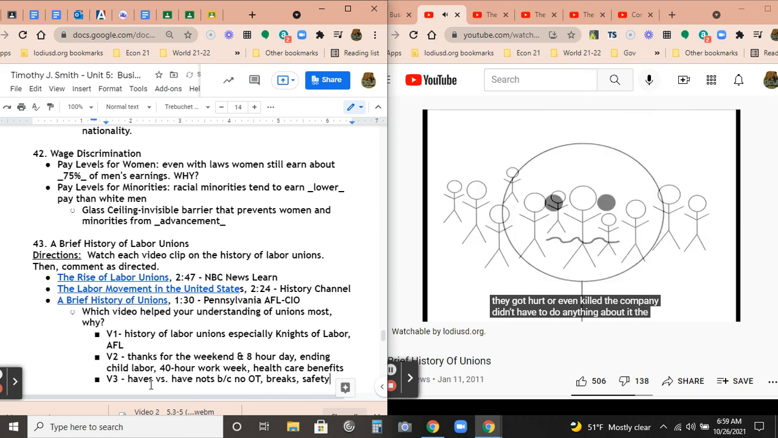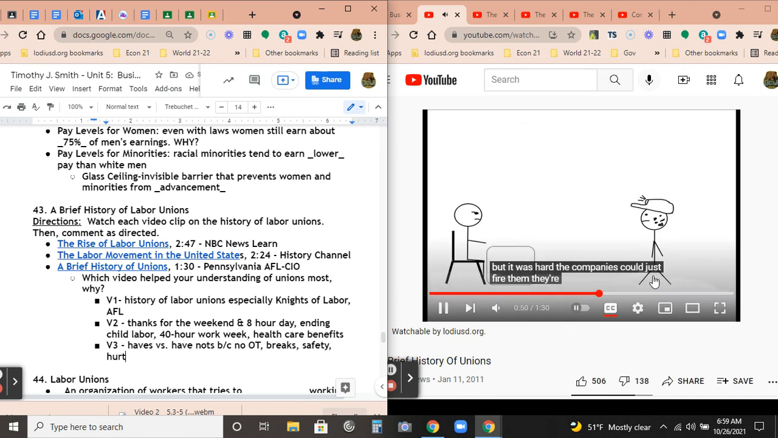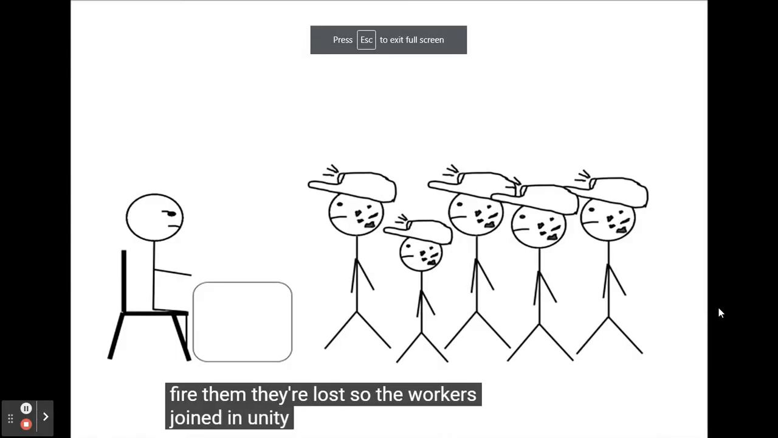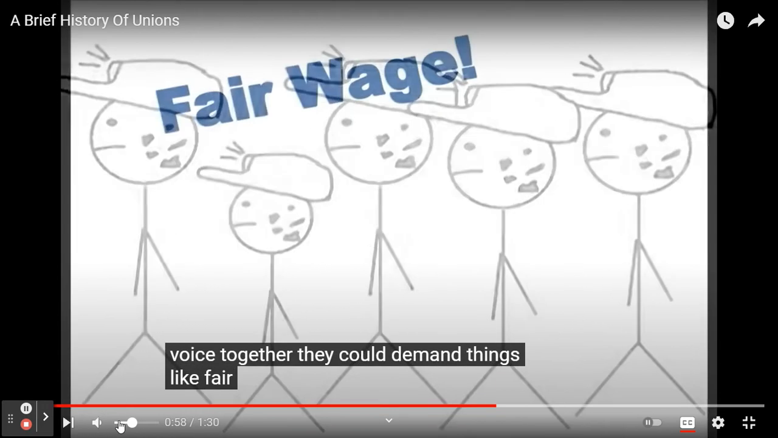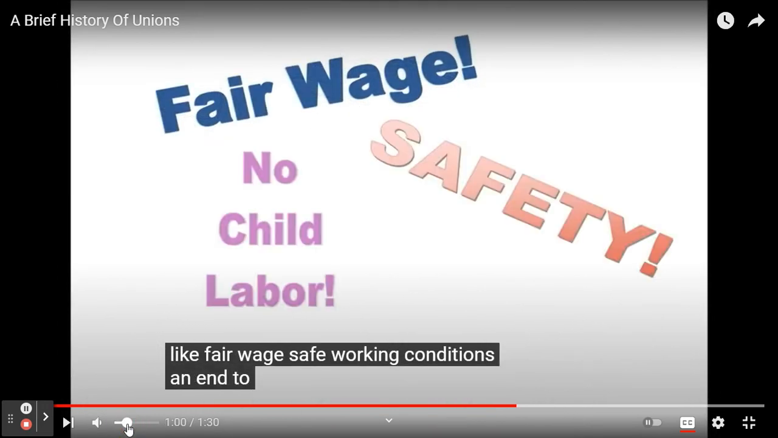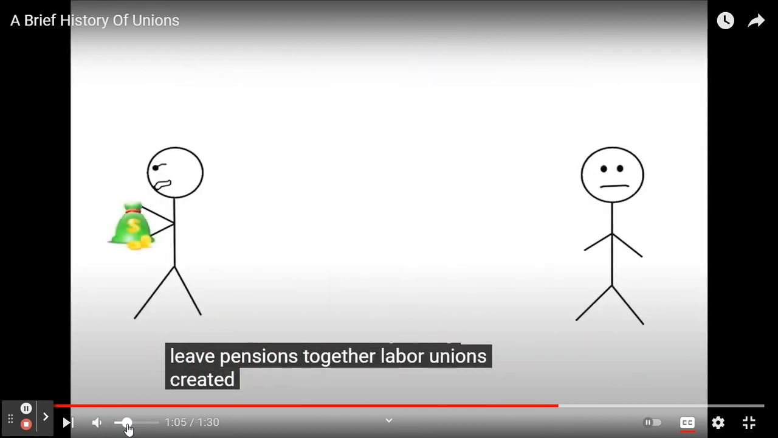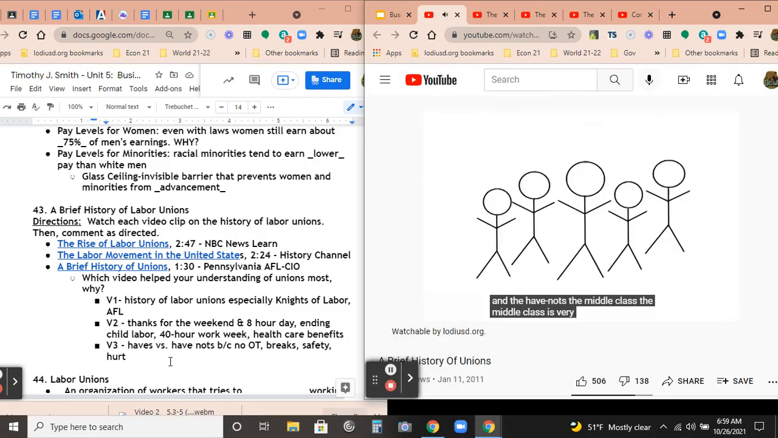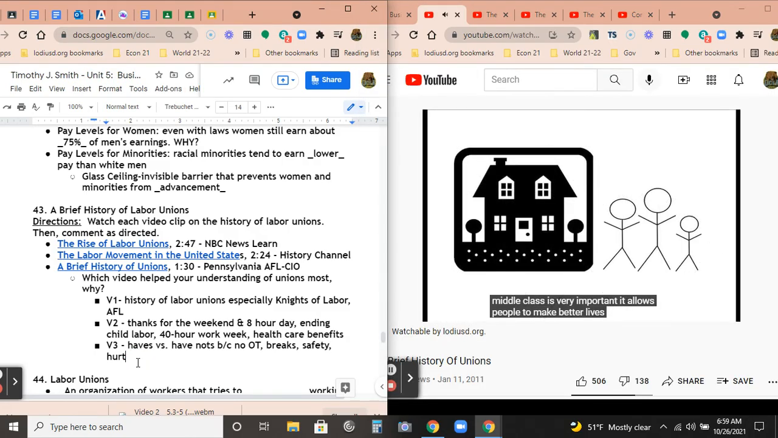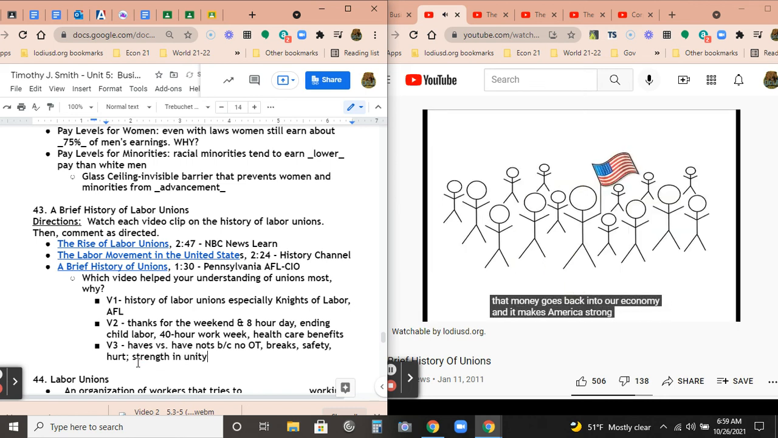This isn't fair! The workers decided to do something about it. But it was hard. The companies could just fire them. So the workers joined in unity. Together, they had a voice. Together, they could demand things like fair wage, safe working conditions, an end to child labor, sick leave, family leave, pensions. Together, labor unions created something in between the haves and the have-nots, the middle class. The middle class is very important. It allows people to make better lives for themselves, and the middle class has money to spend, and when they buy things, that money goes back into our economy, and it makes America strong.